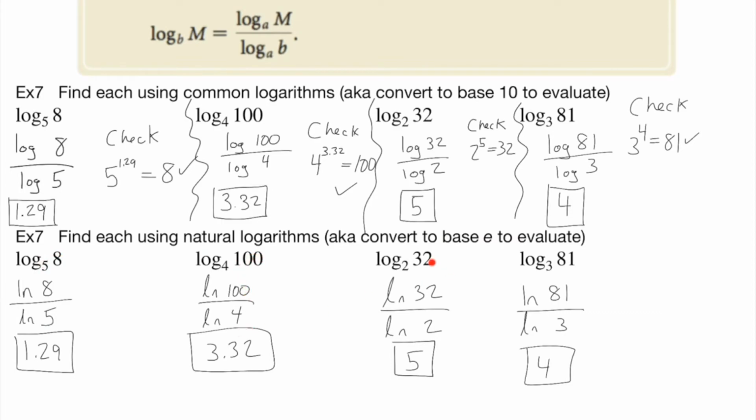Same for 100 and 4, and 32 and 2: the natural log of 32 over the natural log of 2. What you're doing is you're changing the base, and so therefore you're making it easier to type into a calculator if you wanted to. Anyway, you get the exact same numbers. What this demonstrates is that it doesn't matter what base you have, whether you choose base 10 or you choose base e, you're still going to get the same answer.